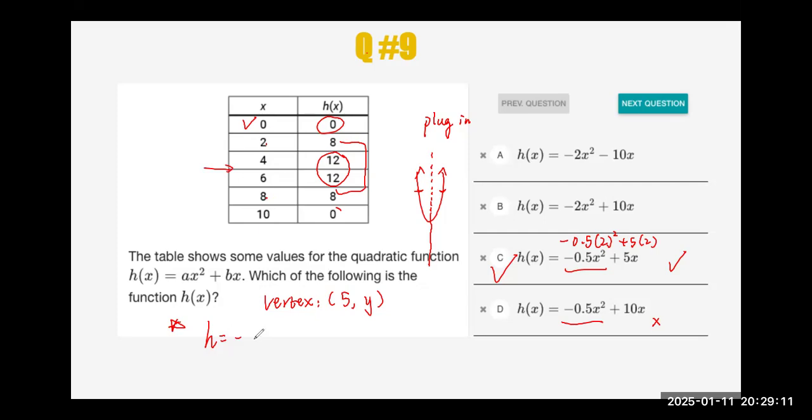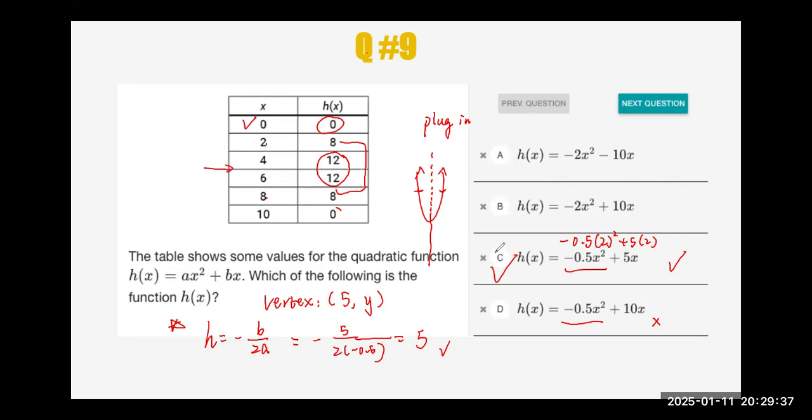Then the formula for the vertex x coordinate will be -b over 2a, and plug in the four equations. Only this one satisfies. You get -5 over 2, -0.5. In this case, you get 5, right? Then quickly pick C as the right answer. Very smart. Okay, I like this method, Ethan.